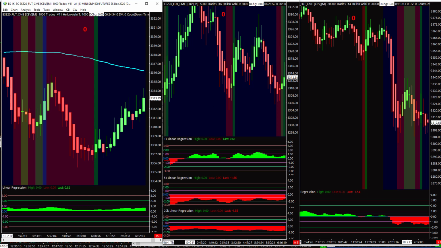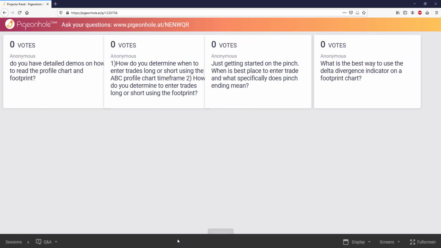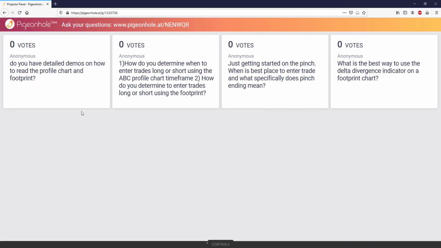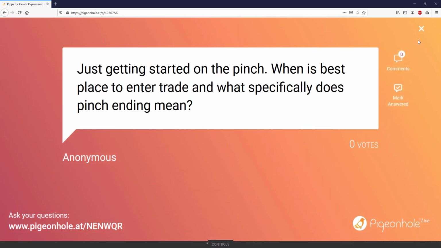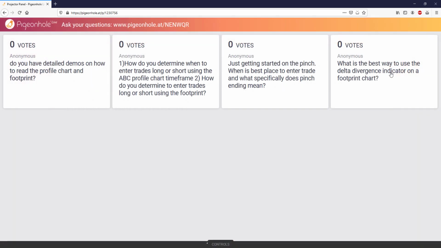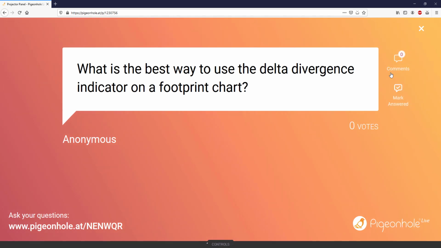All right, so let's go back here. We got a few more questions. So let's see, we answered this one on the pinch, and I think somebody else submitted this other question. What is the best way to use the delta divergence indicator on the footprint chart? Okay, let me just bring over my footprint.